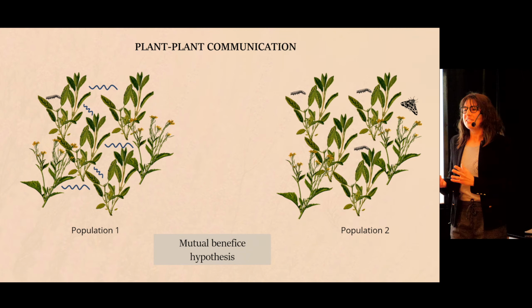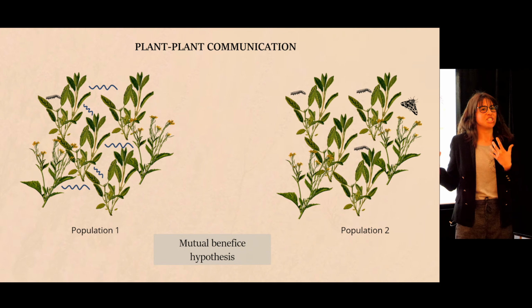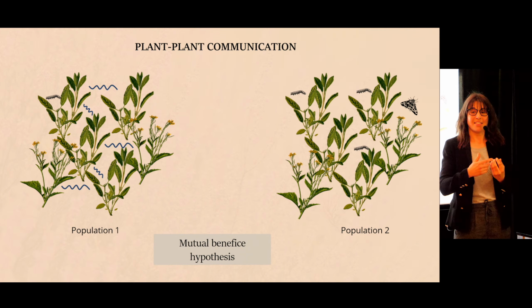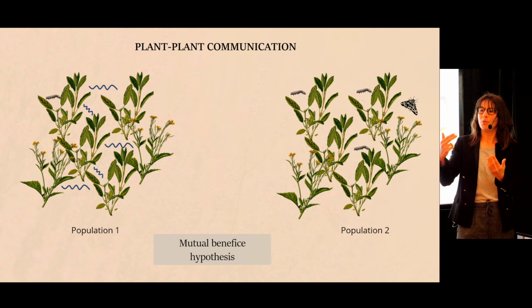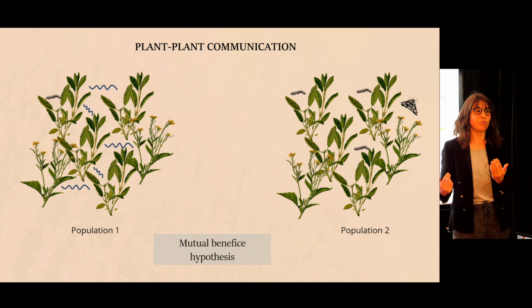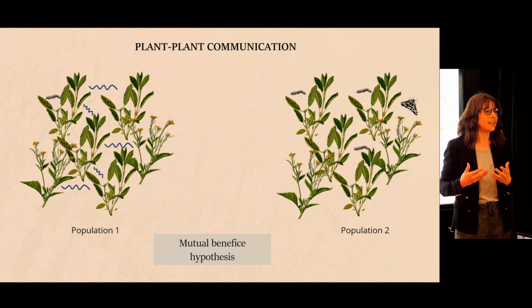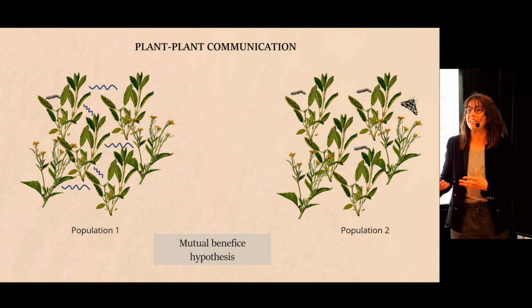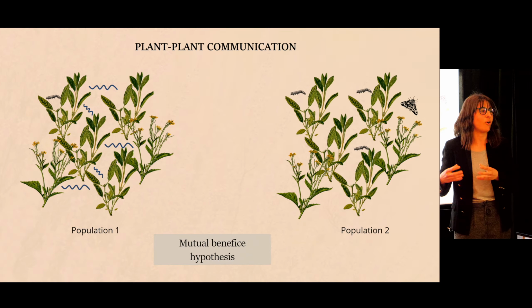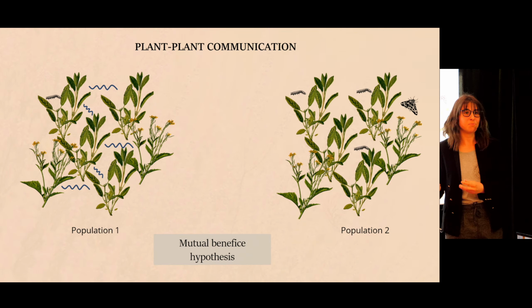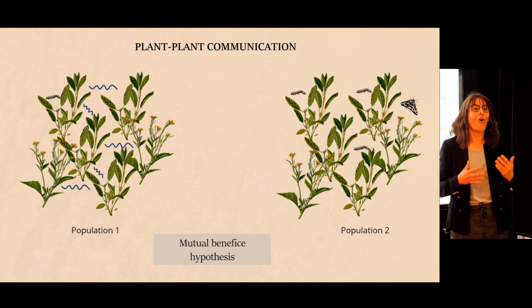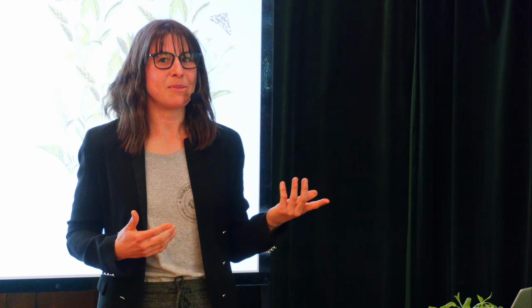And on the opposite, if we take the second population, which is not communicating, then the insect can go to feed on all the other plants that are not prepared and complete its life cycle, lay eggs, and we can imagine a higher herbivore pressure coming in this population. So here, all the individuals benefit from communicating, both the emitter and the receiver.